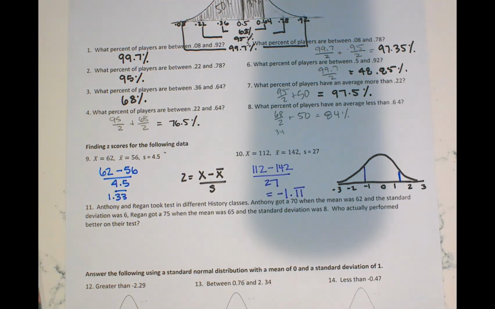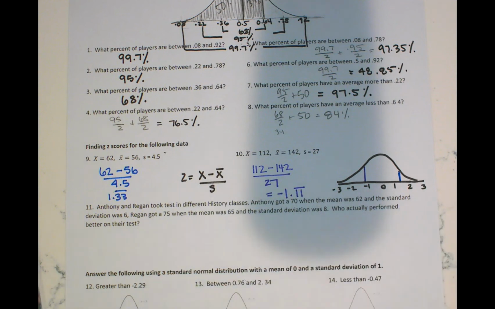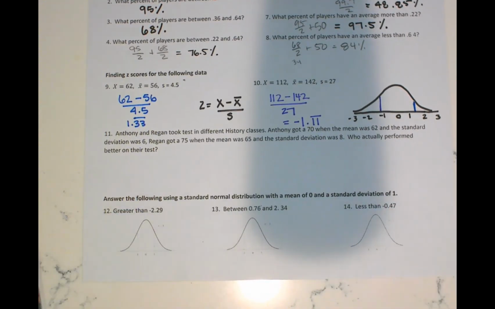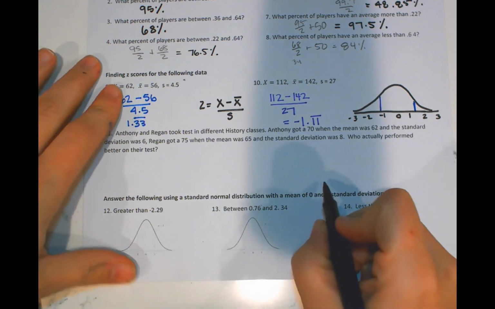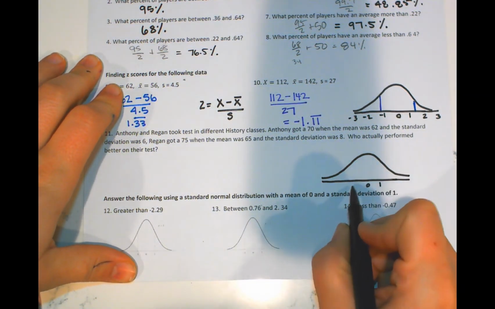So it just allowed us to take data with different means and standard deviations and put them on the same curve where we can actually compare them to each other. So for example, if we look at number 11 on here, Anthony and Reagan took a test in different history classes. Anthony got a 70 when the mean was 62 and the standard deviation was 6. Reagan got a 75 when the mean was 65 and the standard deviation was 8. Who actually performed better on their test? So we're taking two different data sets and we're putting them on the same standard normal curve, just like we did above.